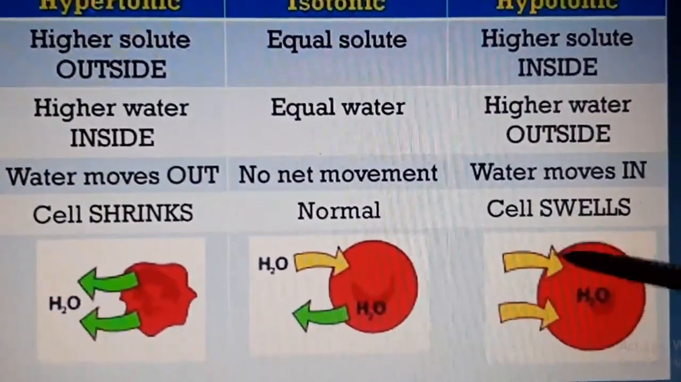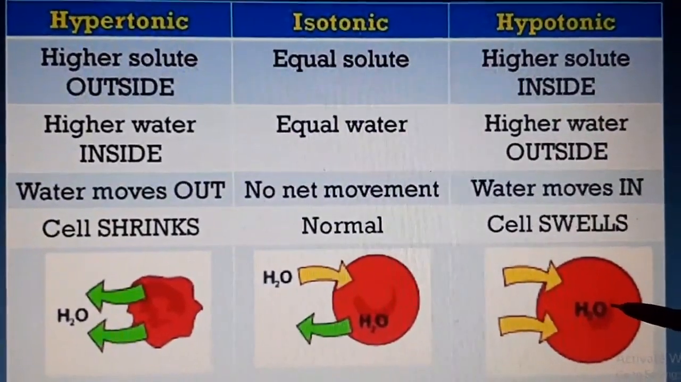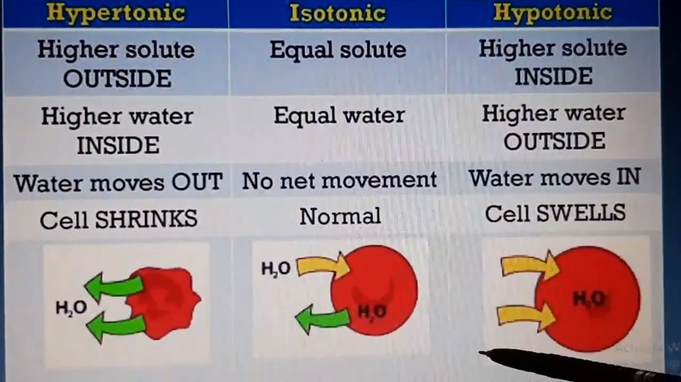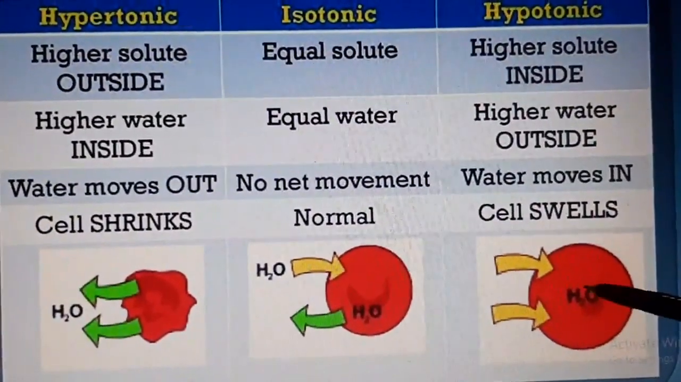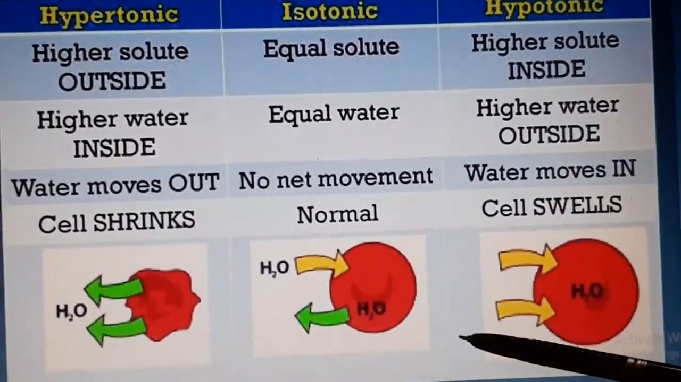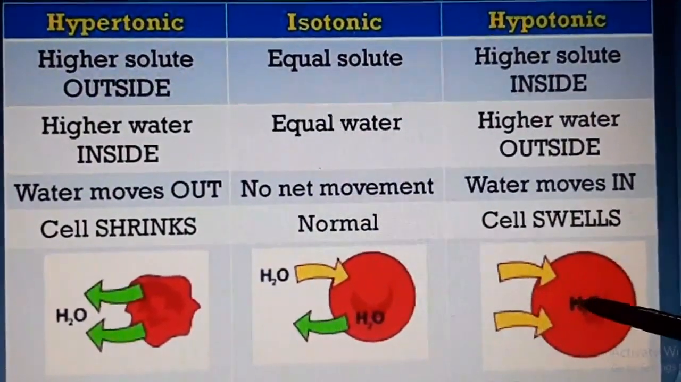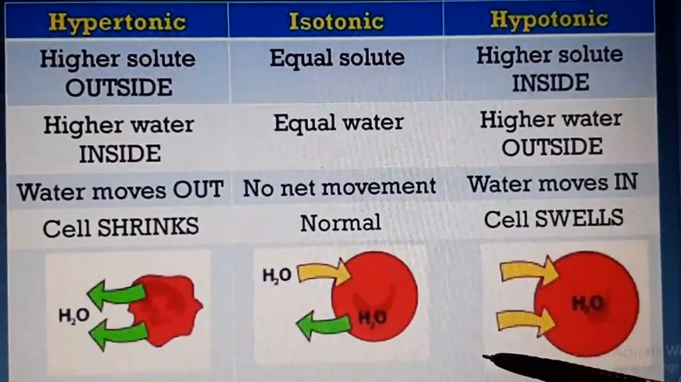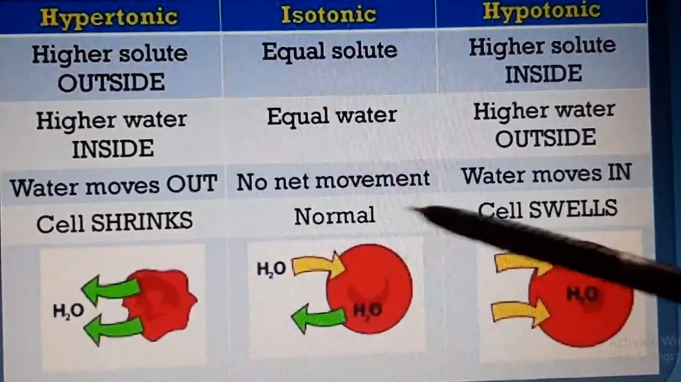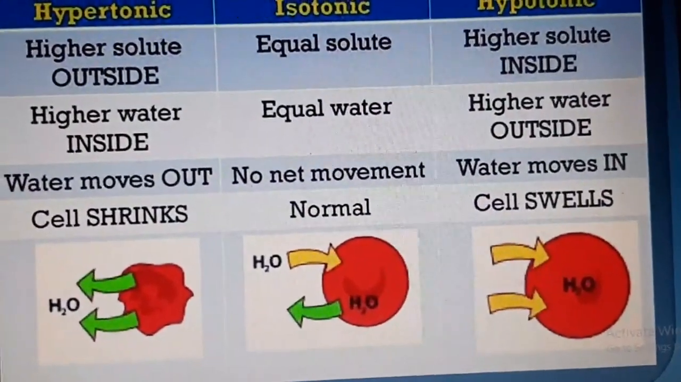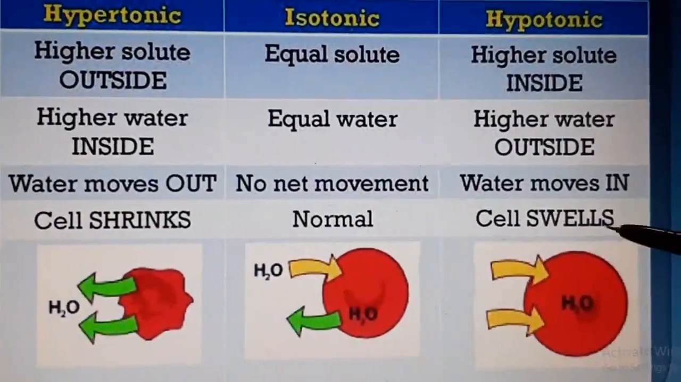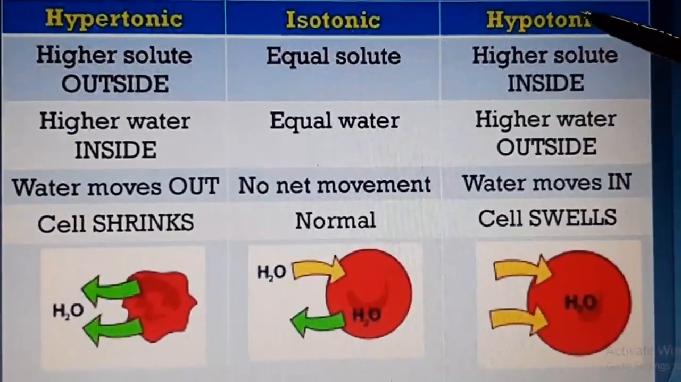Now see, there is less concentration of water inside and there is more concentration of water outside. So water moves from high to low. So it will move from outside to inside, from high concentration region to low concentration region. So water will come in and the cell will swell. That is the case which is observed in hypotonic solution.